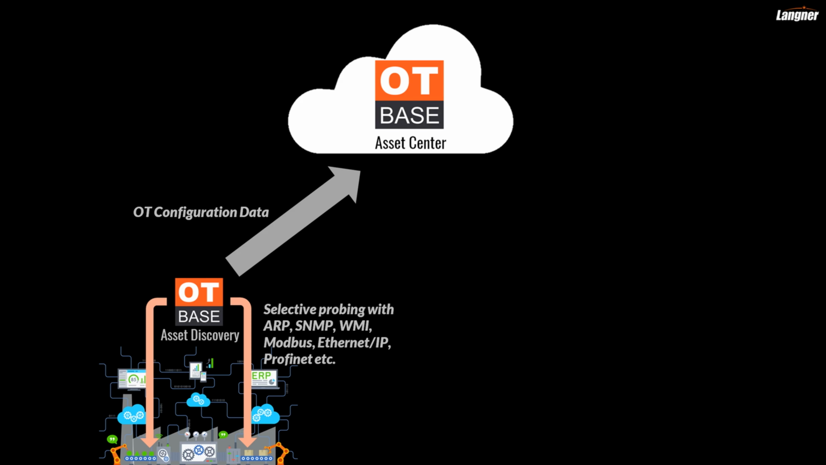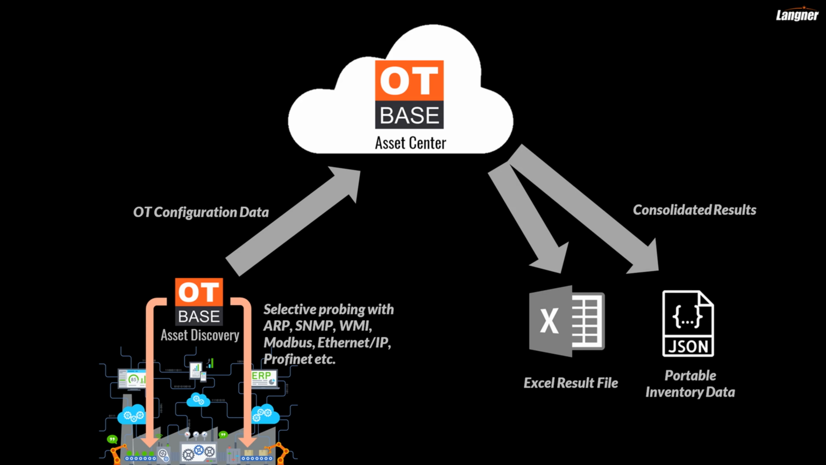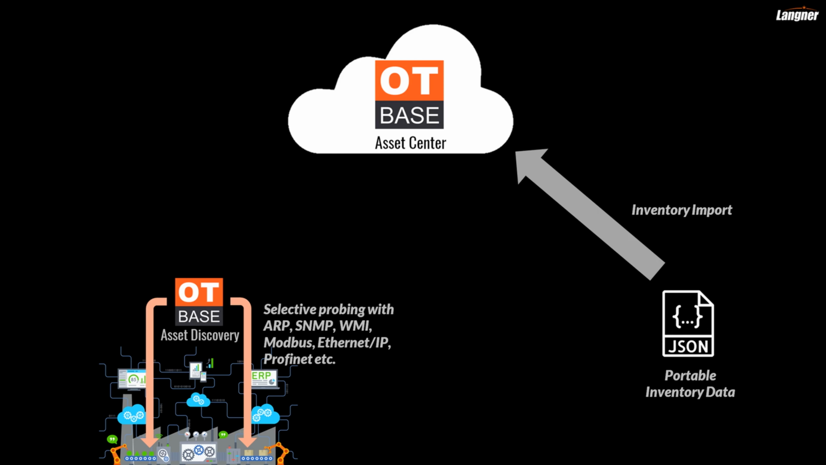There you can do any necessary consolidations, add metadata and so on, and export the consolidated results either as an Excel file or as portable inventory data. Portable inventory data is a data format that is based on JSON, and you can post-process that data using report generators as an example, but you can also import it back to OT-based Asset Center at a later time. So for example, when your customer wants to give the data another look and when they want to do further analytics and spot any differences in respect to configuration changes.